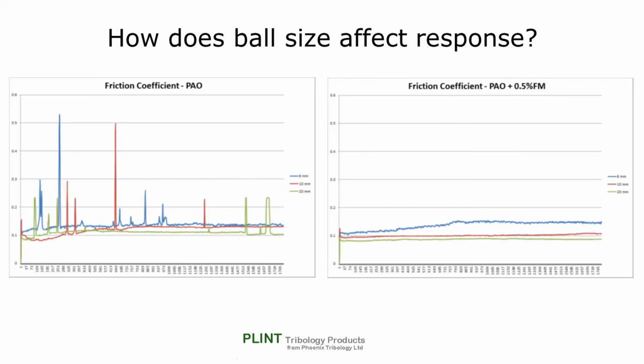The friction coefficient traces for the tests with the base fluid produced significant friction spikes, indicating scuffing type events for all ball sizes. This behaviour is reflected in the corresponding friction noise traces, but with the friction noise level decreasing with increasing ball size. The introduction of OFM results in much steadier friction coefficients, with the 6mm ball producing higher friction than the 10mm or 20mm balls, plus significantly higher friction noise.